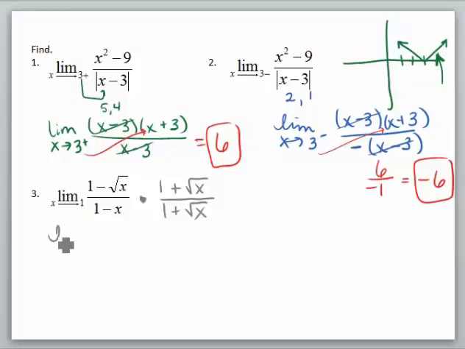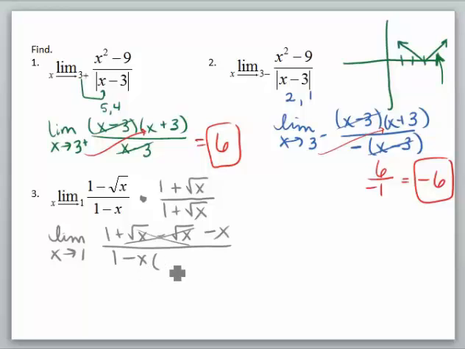Okay, so I'm going to multiply the top times its conjugate. And what happens is I end up getting first times first is 1. Outer terms give me a square root of x. Inner terms give me a negative square root of x. And last times last gives me a minus x. Now, if you're good with conjugates, you realize that the whole point of them is that the middle terms drop out. So you have 1 minus x times 1 plus square root of x on the bottom.